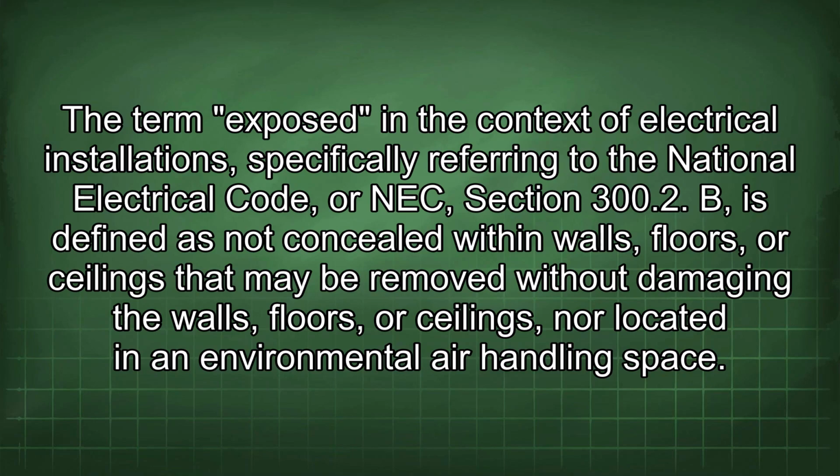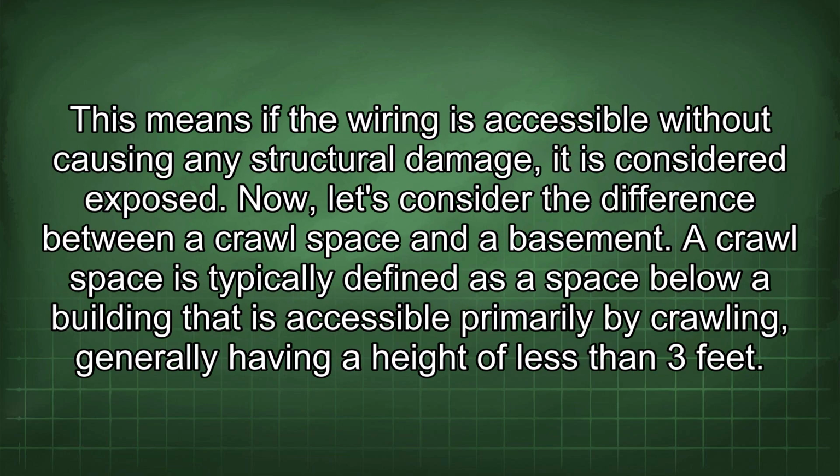The term exposed, in the context of electrical installations, refers to the National Electrical Code, or NEC, section 300.2(B). It is defined as not concealed within walls, floors, or ceilings that may be removed without damaging the walls, floors, or ceilings, nor located in an environmental air handling space. This means if the wiring is accessible without causing any structural damage, it is considered exposed.